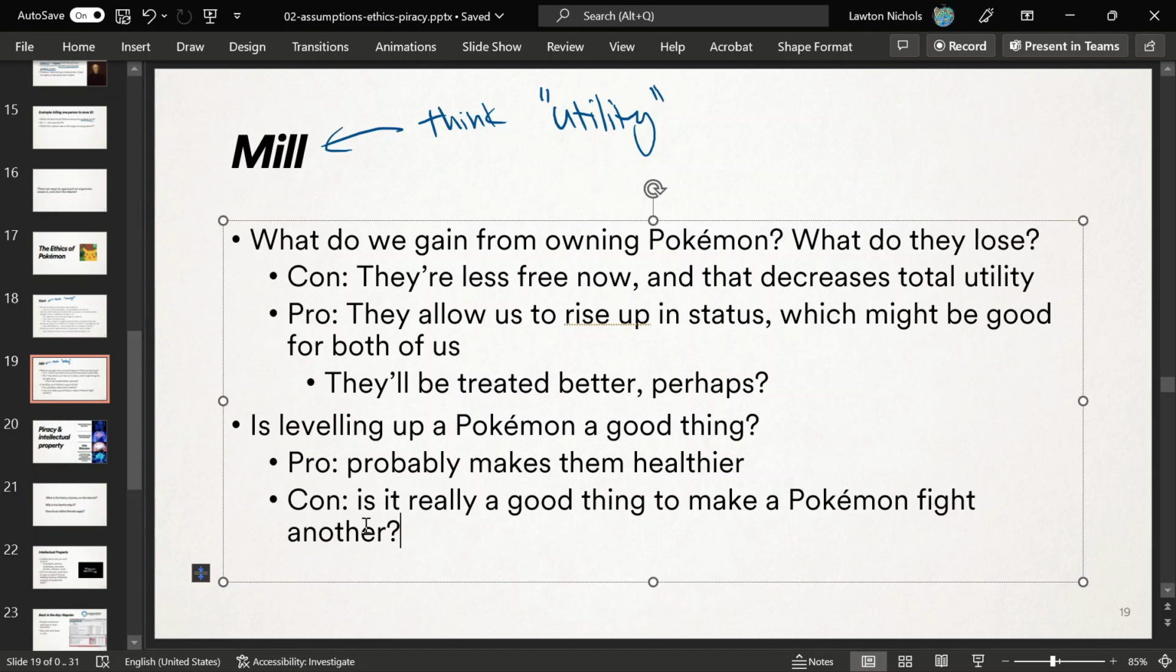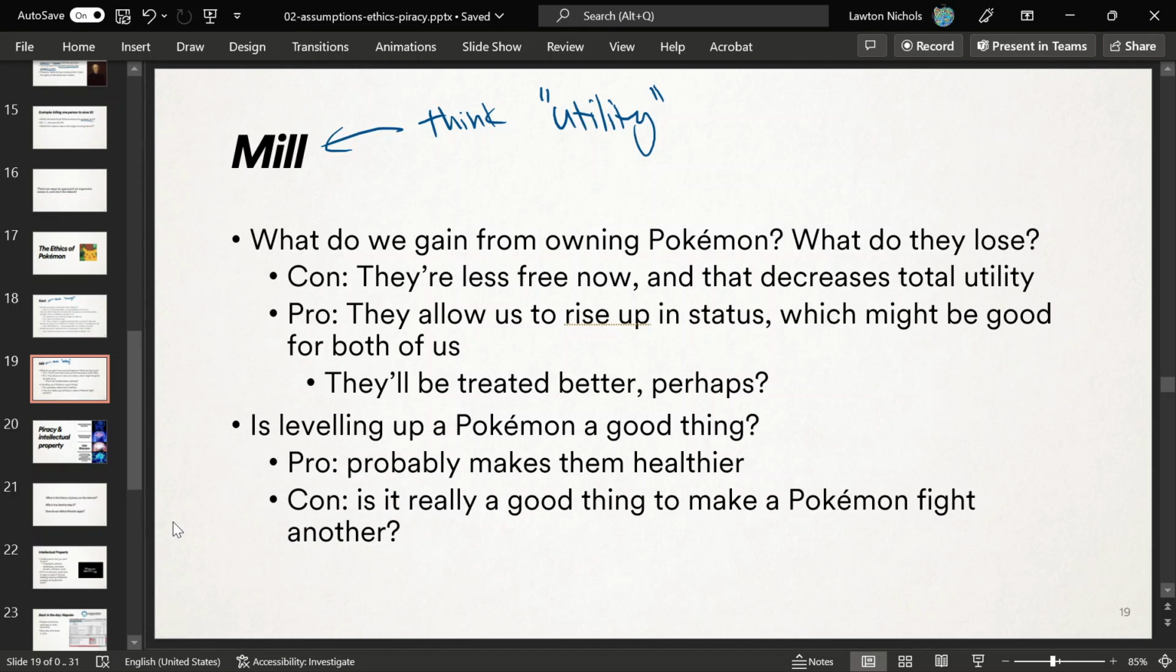That is actually a word in the Pokemon universe. And then the con to that would be like, is it really a good thing to make Pokemon fight each other? Somebody's getting hurt at the end of the day. Luckily, there's universal healthcare in the Pokemon world, but still, it's gotta hurt.